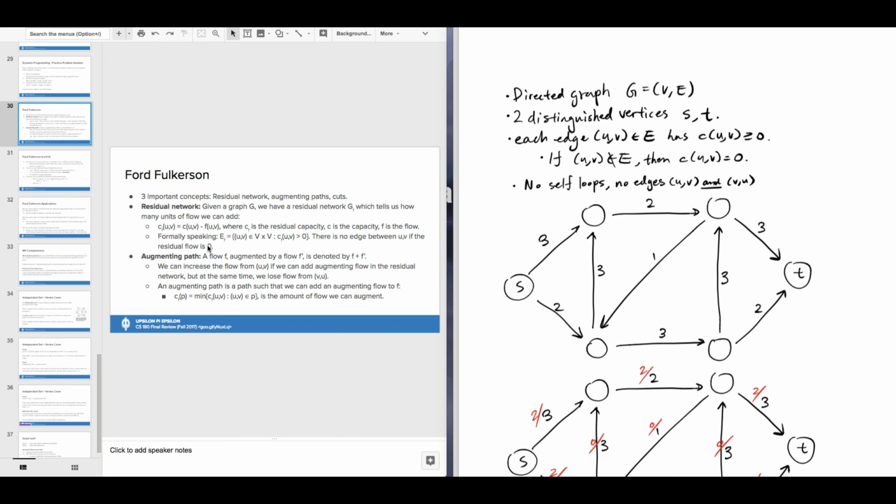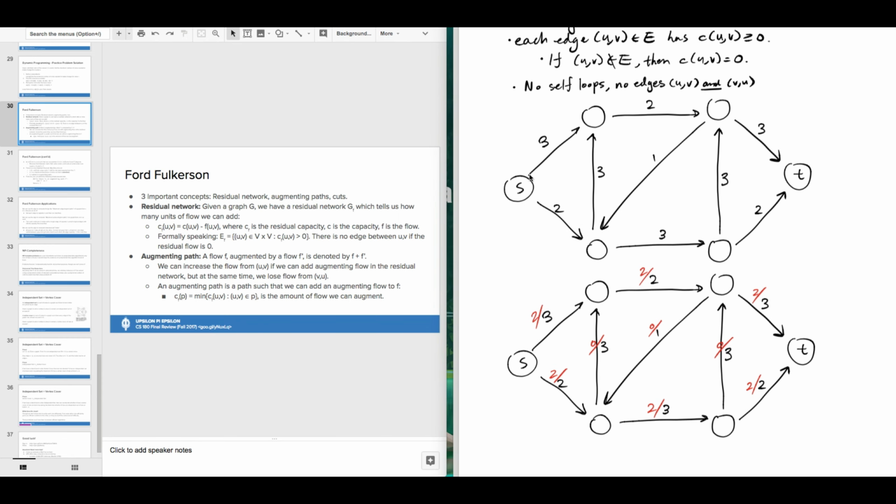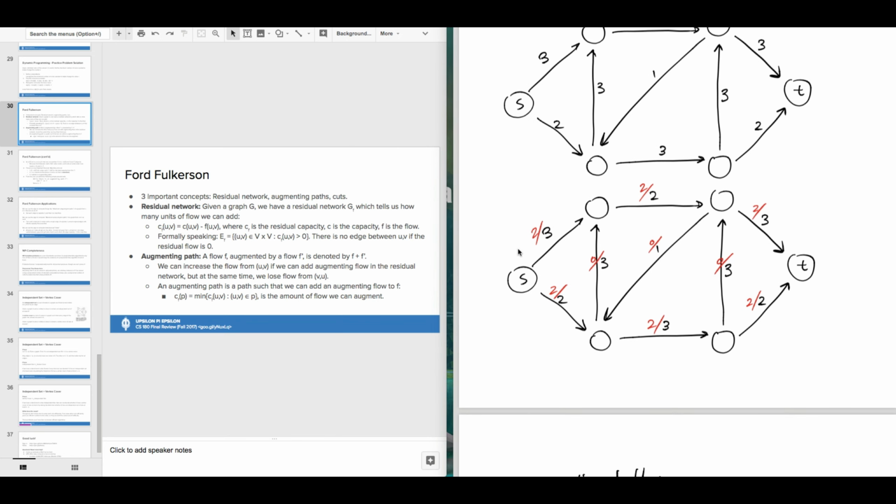For the residual network, as you can see, given a graph G, we have a residual network GF. It tells us how many units of flow we can add. So intuitively speaking, as you can see on this side, we have a graph here where each black line is the capacity of the edge, and this is the amount of, say, flow we can pass through on this edge. And here we have, for example, 2 out of 3 flow for this path that we can get through.